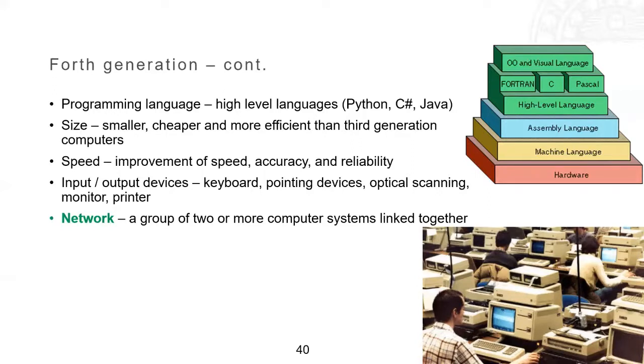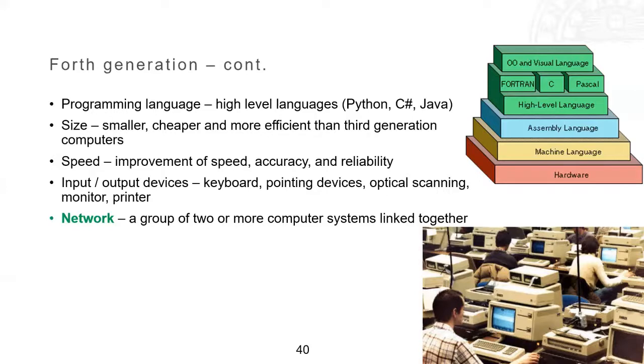The networks of computers were introduced in this generation. A network simply means that a group of two or more computer systems get linked together and can exchange information. Before the appearance of networks, computers would be totally standalone. If you needed two computers to communicate with each other, you had to store the data from one computer on, for example, a magnetic tape, and then transfer it to another computer. So it was impossible at that time to have computers that directly connect to each other with some sort of wire.